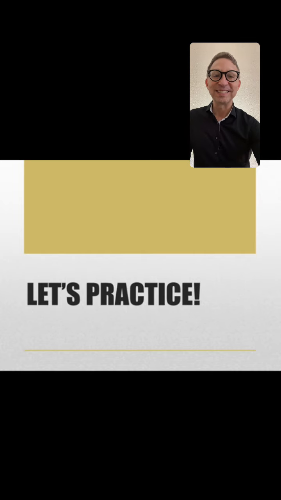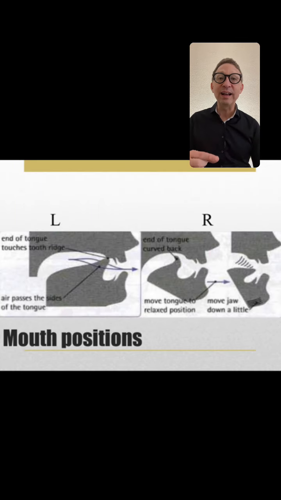Let's practice. All right, the L and the R. The L is where the tongue touches, as you can see in the photo, the roof of the mouth right behind the front teeth. So we have L, L, and that tongue will just touch the top or the roof. We call it the roof or the top of the mouth.